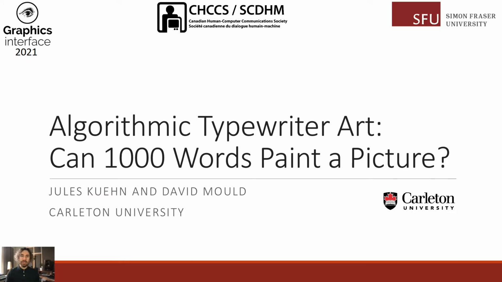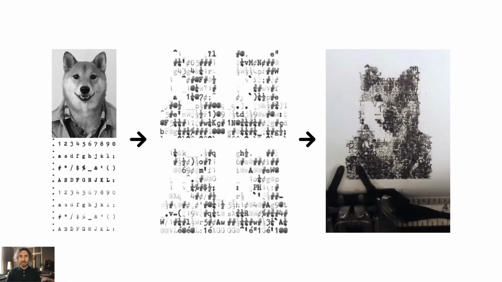Hi, I'm Jules Kuehn, and I'm presenting a paper that I co-authored with David Mould called Algorithmic Typewriter Art: Can a Thousand Words Paint a Picture? Basically, our process takes in a scanned typewriter character set and a target image to be reproduced in type. It outputs 4 individual layers. When you type them in an overlapping fashion, they combine to resemble the target image.